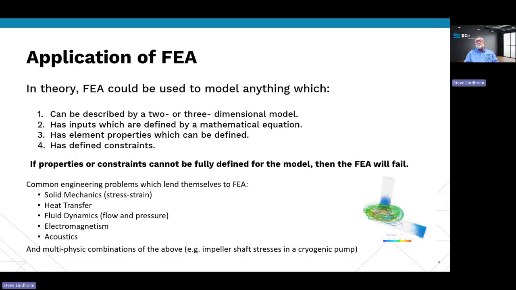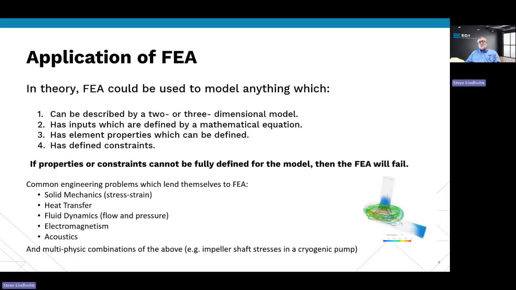Common engineering problems which lend themselves to FEA: solid mechanics, the stress and strain, which is probably the most common use of FEA. Heat transfer, modeling how the heat goes in and out of an object. Fluid dynamics, which is the flow and pressure. Again, you might find that in something like analysis of a ship hull resistance, things of that nature. Pipes. Electromagnetism can be modeled. Acoustics can be modeled. And we can do multi-physics combinations of the above.